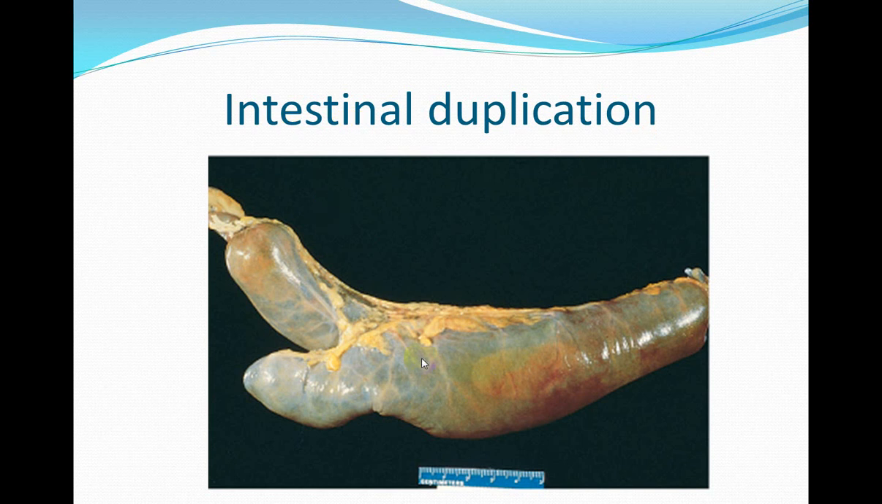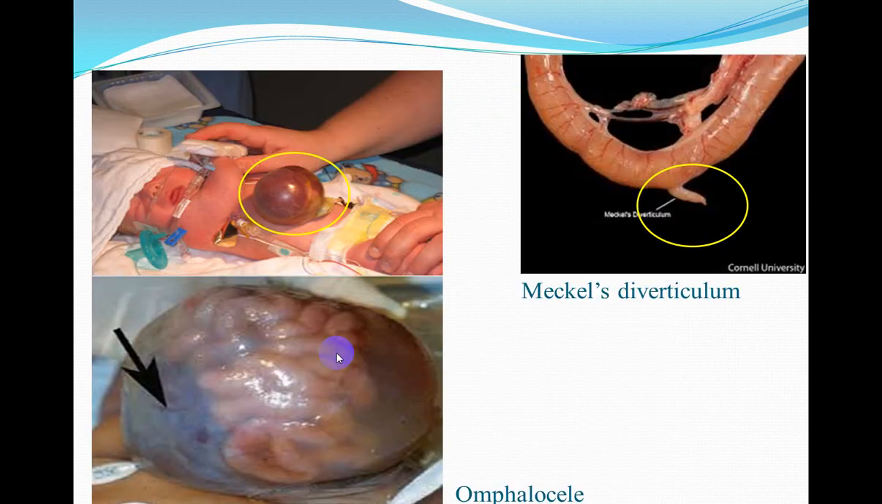Intestinal duplication, as you see here, this is the normal pathway of intestine, while here is a sac-like structure, blind, either continuous or discontinuous with the intestinal lumen, mostly asymptomatic, so it is known as intestinal duplication.